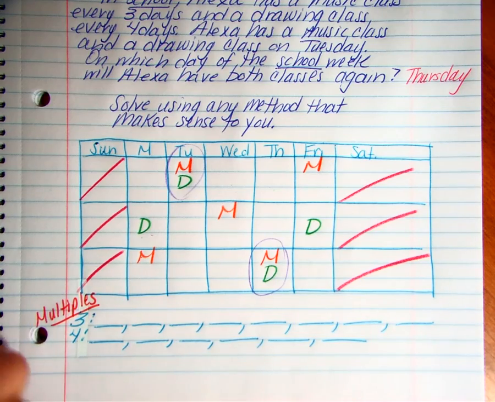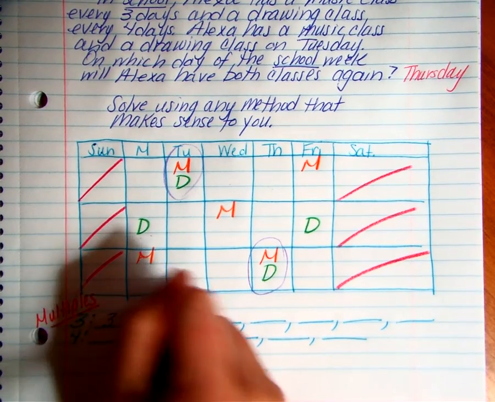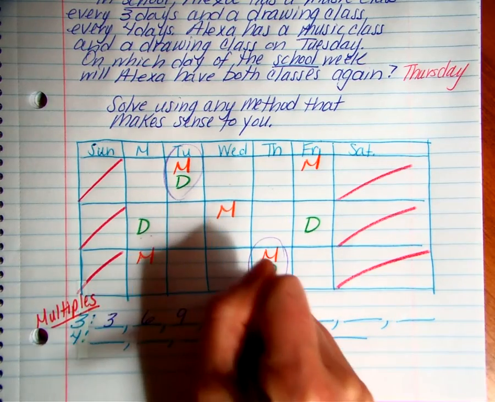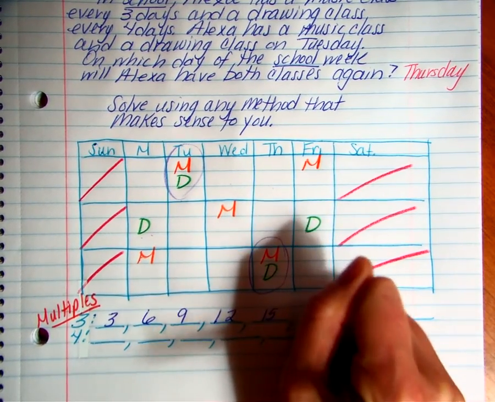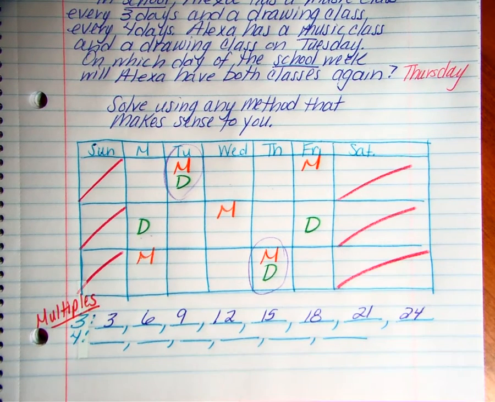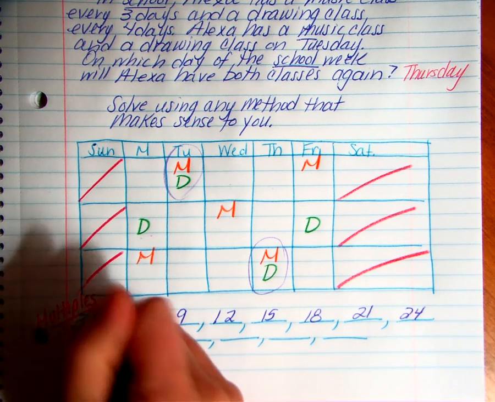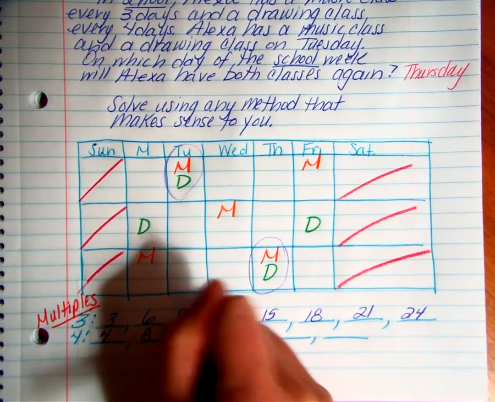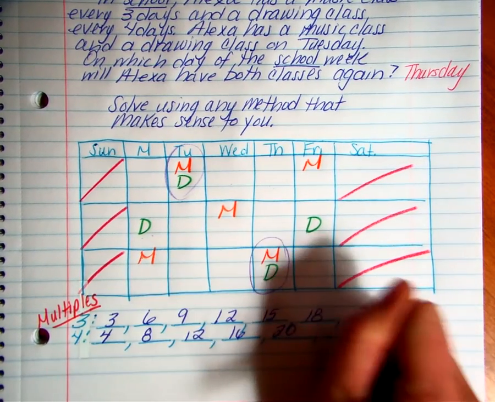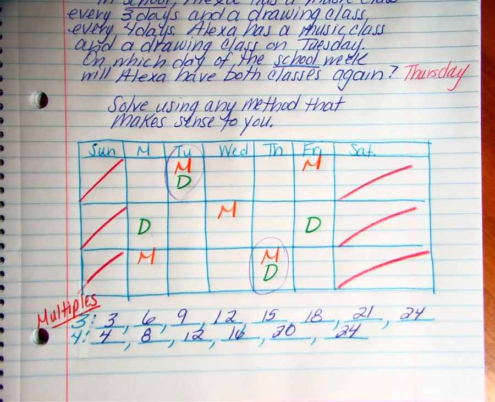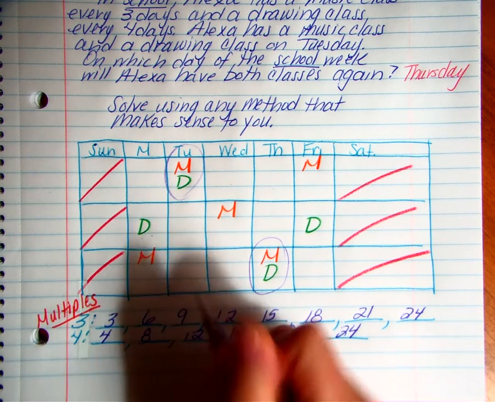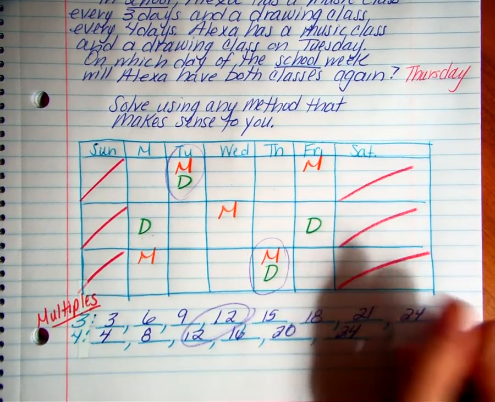So let's find the multiples of 3. 3, 6, 9, 12, 15, 18, 21, 24. That's as far as I need to go right now. Okay, you take a moment. Find the multiples of 4. 4, 8, 12, 16, 20, 24. Okay, you should see some things in common. What do you see in common? The things in common are the 12s and the 24s.